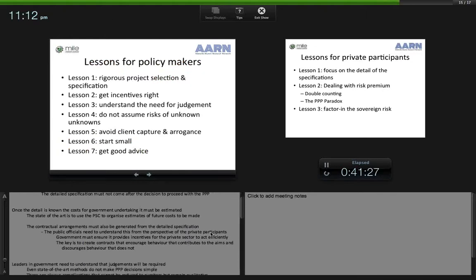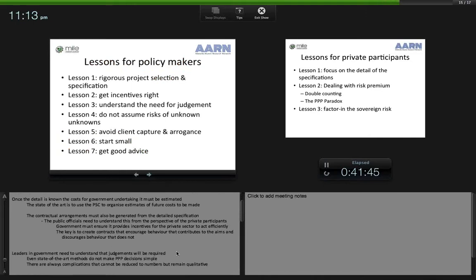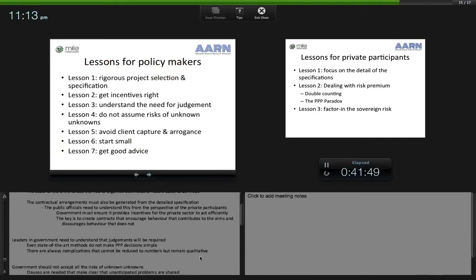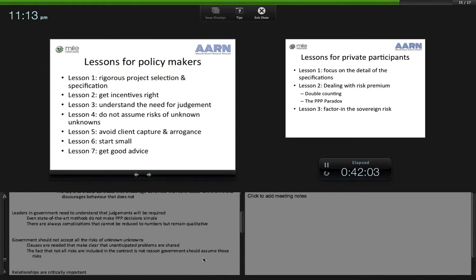The contractual arrangements must also be generated from the detailed specification. The government officials need to understand this from the perspective of the private participants. Government must ensure it provides incentives for the private sector to act efficiently. Leaders in government need to understand also that judgment will be required, even with state-of-the-art methods, to make the PPP decision. They are never simple, and there are always complications that cannot be reduced to numbers but remain qualitative.